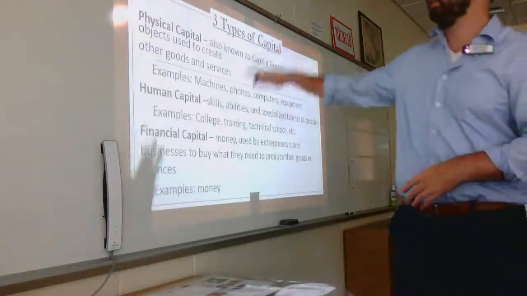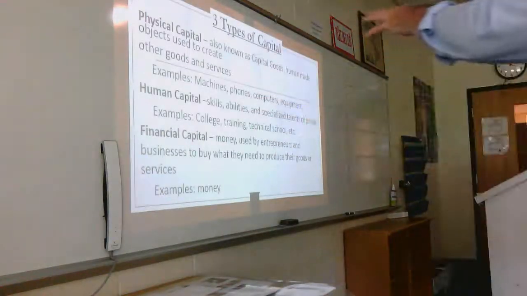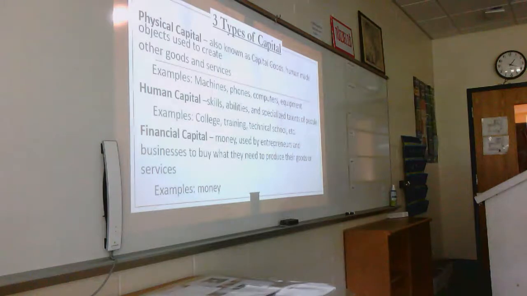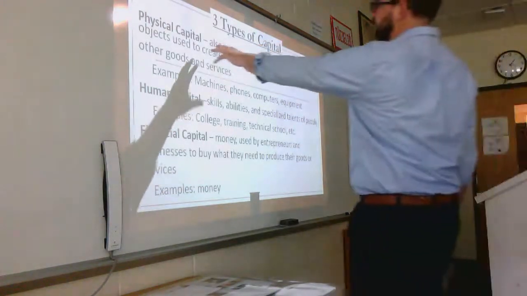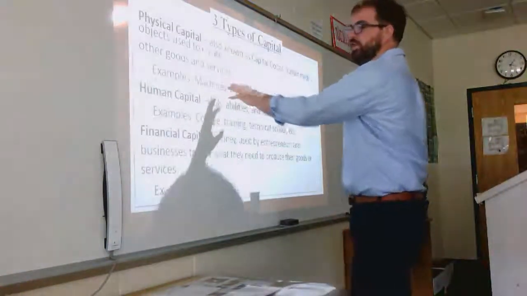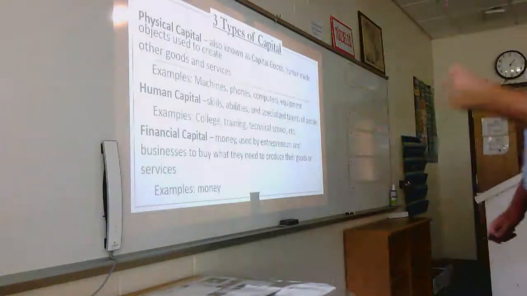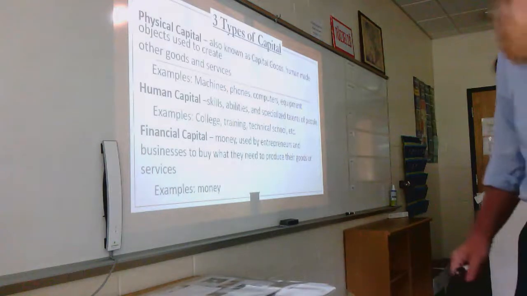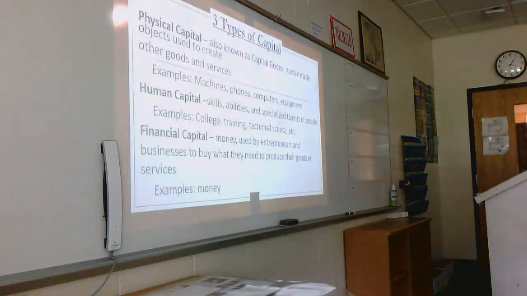All right, I don't believe this is in your notes, but I want to talk about it either way. We break up capital into 3 different categories. All right, so physical capital is anything you can hold in your hand and you use. So think back to the house example, right? The hammer, the nail, the screwdriver, all of those would be physical capital, something you can hold.